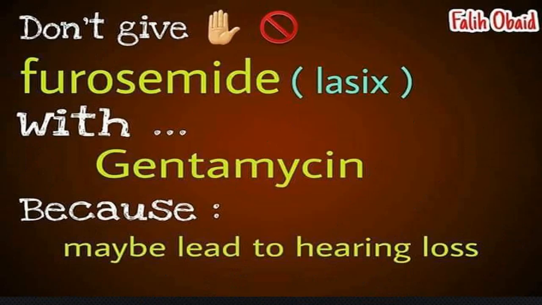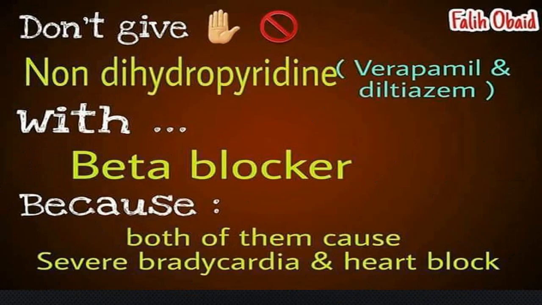The next combination is: don't give furosemide, which is available in the market as Lasix, a diuretic drug, with gentamicin, which is an antibiotic. What will it cause? It may lead to hearing loss. So avoid these drugs. The next combination is: don't give non-dihydropyridine calcium channel blockers, verapamil and diltiazem, with beta blockers, because it will cause severe bradycardia and heart block and the patient may die. So always avoid this combination.